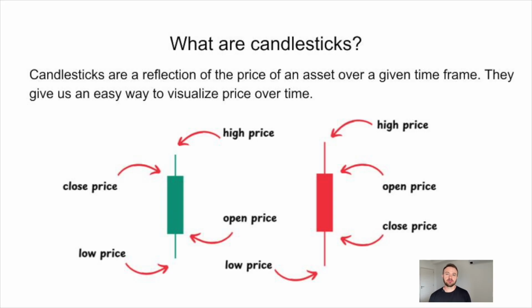If you see a green candle, or normally a green candle, that means price went up. We call that a bullish candle. If you see a red candle, that means price went down. We call that a bearish candle.